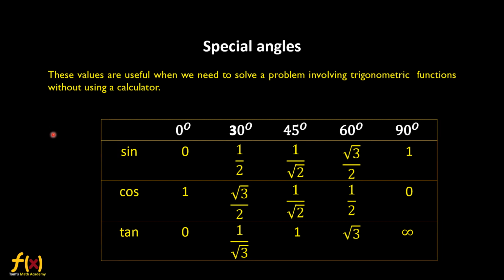Now I'm going to give you a small technique on how to memorize these values and how to draw this table. In the first row we write 0 degrees, 30 degrees, 45 degrees, 60 degrees and 90 degrees. Then in the second row we are going to write all the sine values. Now the first number, sine 0 is 0 and sine 90 is 1, easy to memorize.